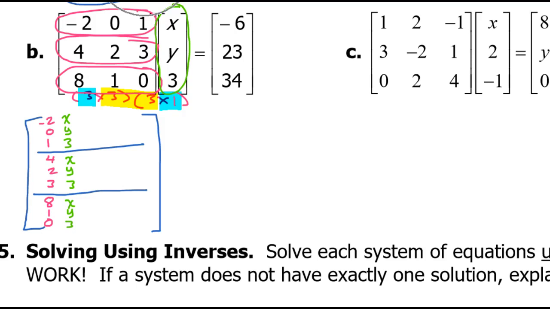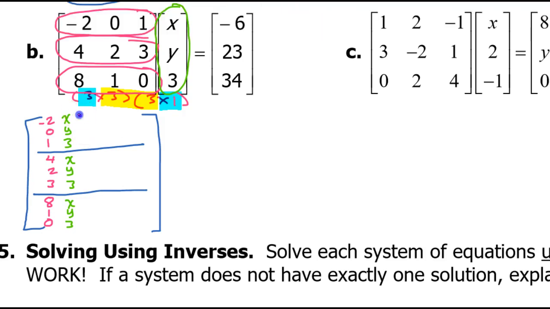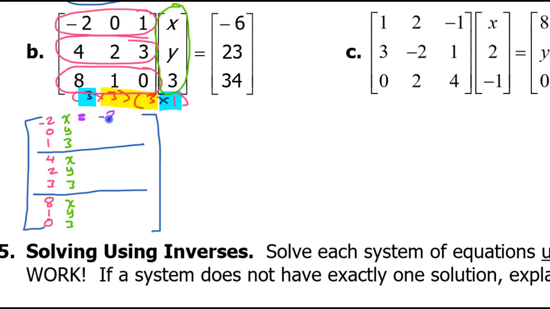Okay? Then you have to multiply and add. So if I multiply these together, oh, that's too big. Hold on. If I multiply these together, that's going to give me negative 2x and 0 and 3. And here I will have 4x and 2y and 9. And here I'll have 8x and y and 0. So next I'm supposed to add these together.